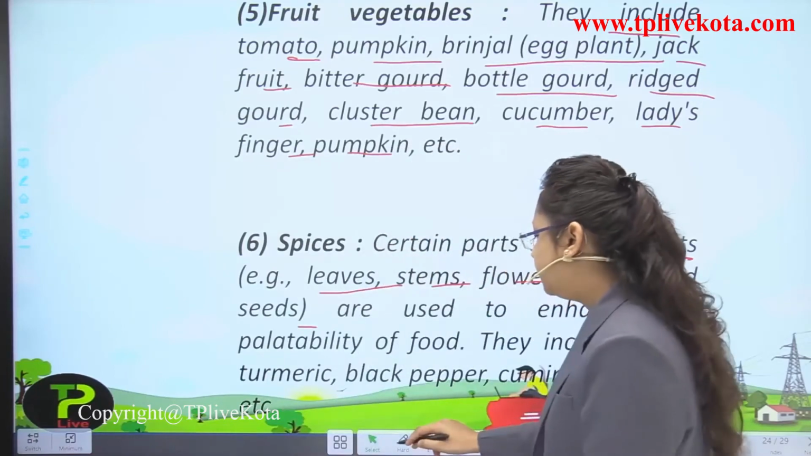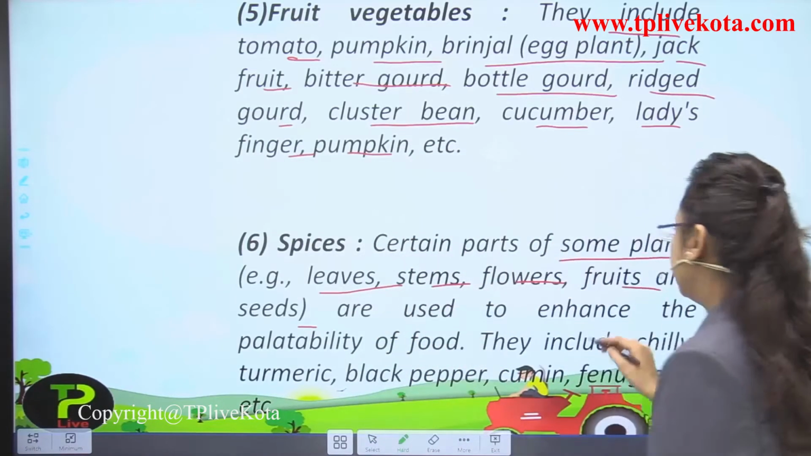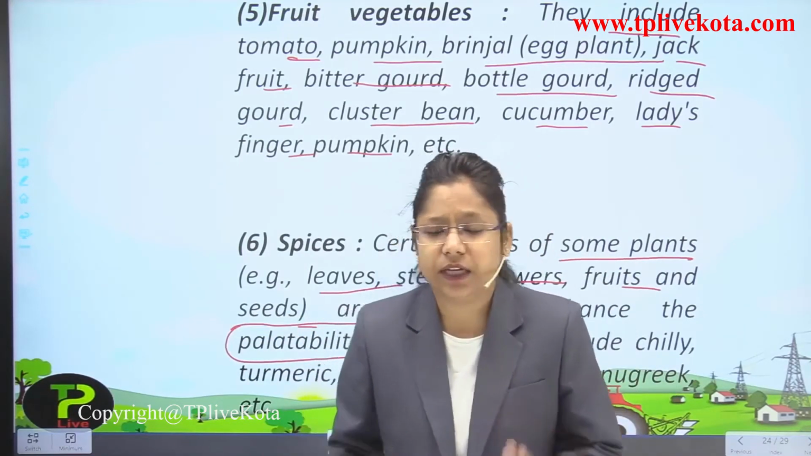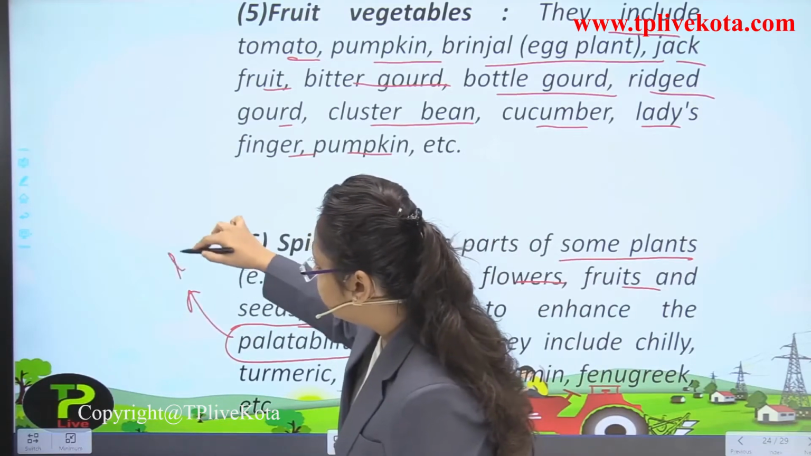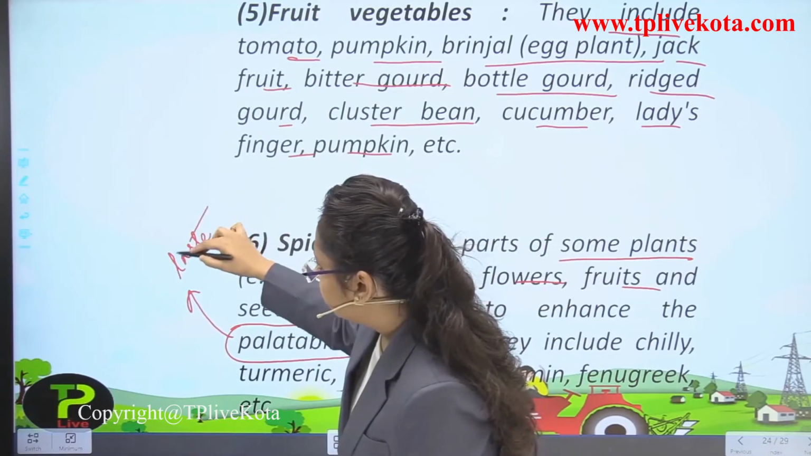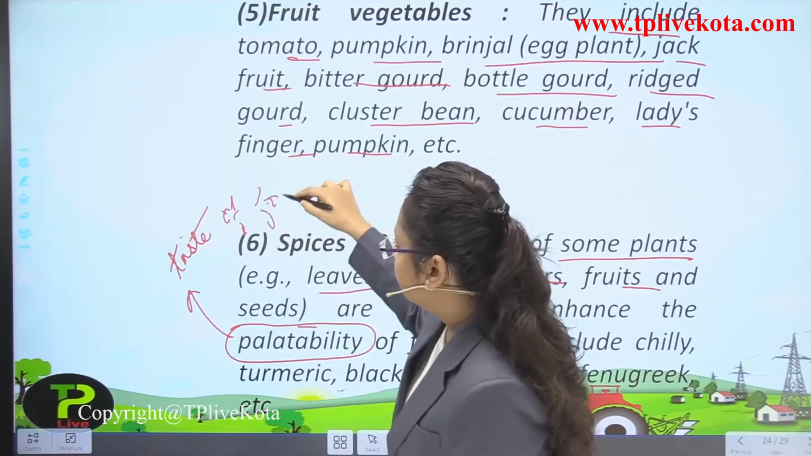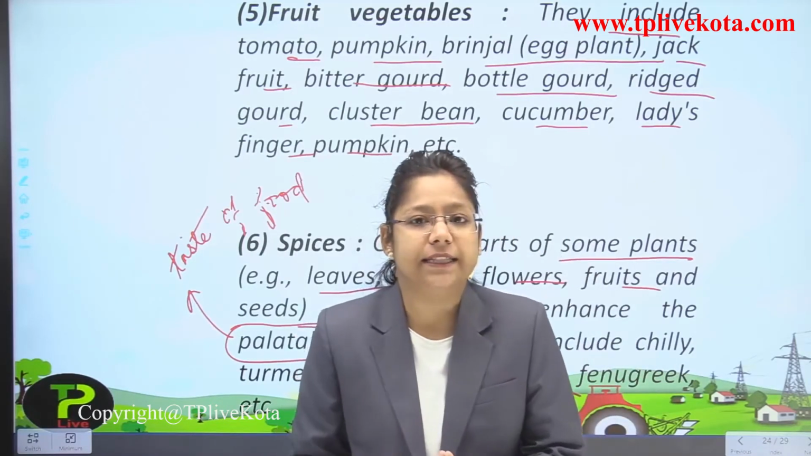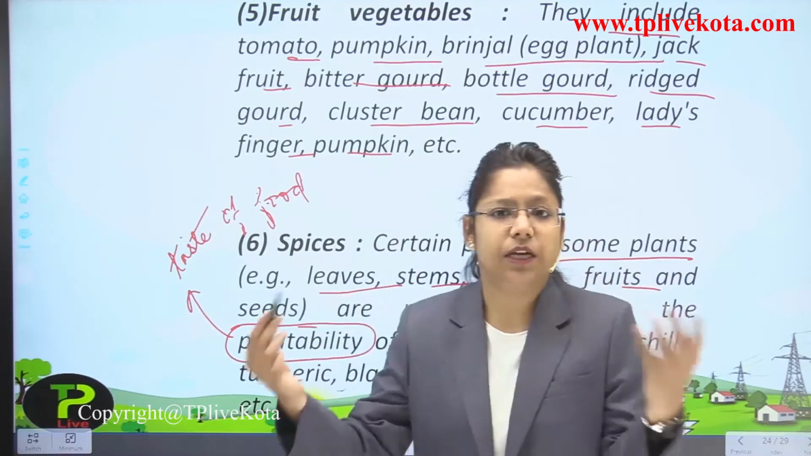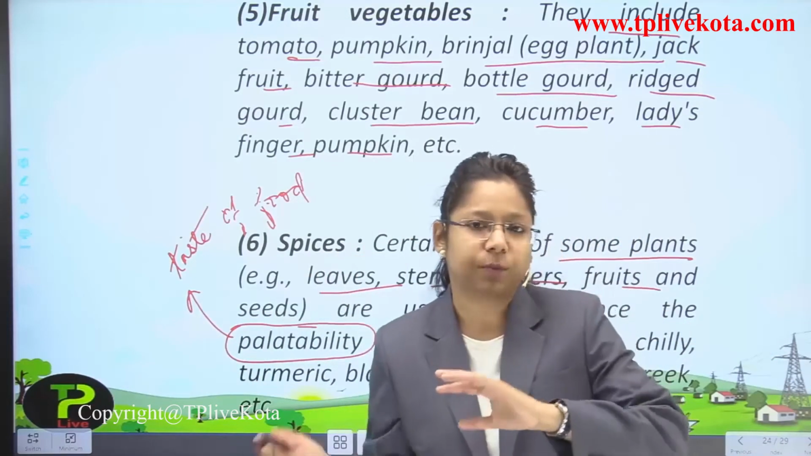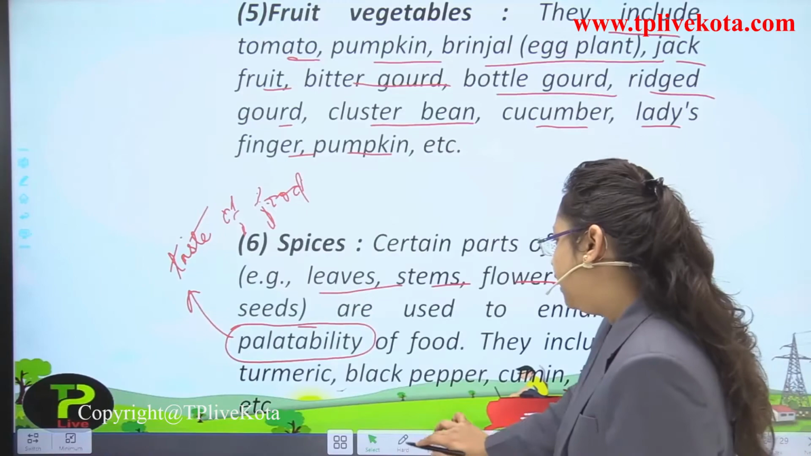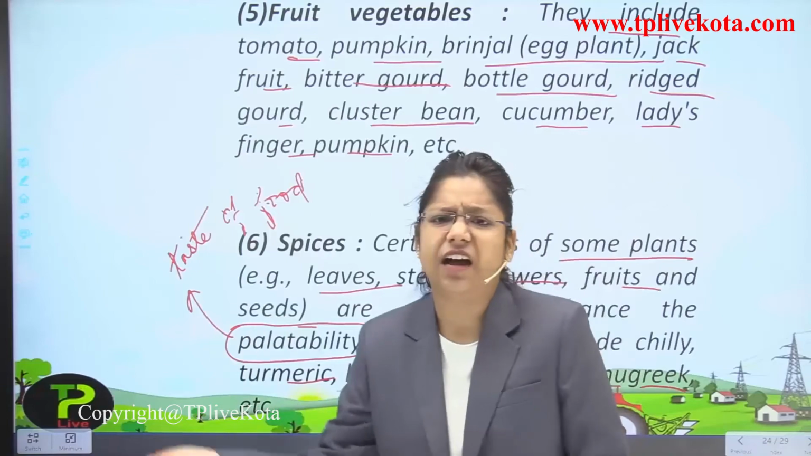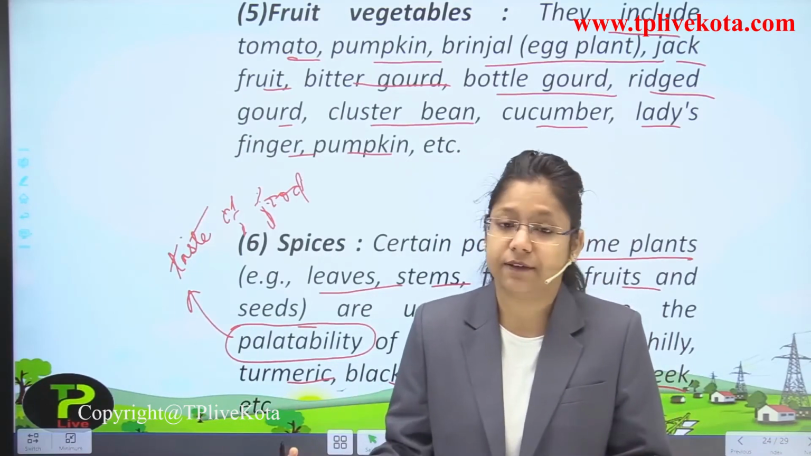So what are spices? We should take a look over here. They enhance the palatability of the food. What is palatability over here? Palatability means the taste of our food. The taste of the food is enhanced by these spices. They can be a leaf part, a stem part, a root part, anything else. So let us look at examples over here: turmeric, black pepper, cumin, fenugreek seeds, etc. Many types of spices are available.